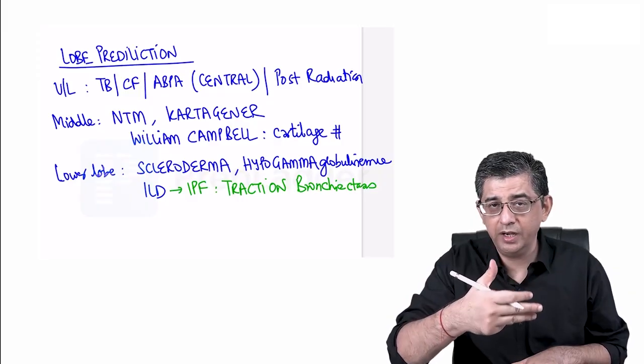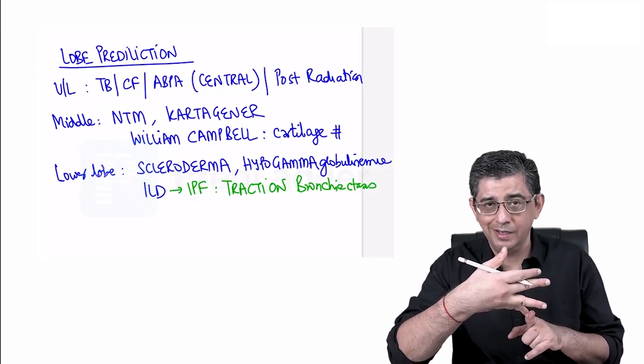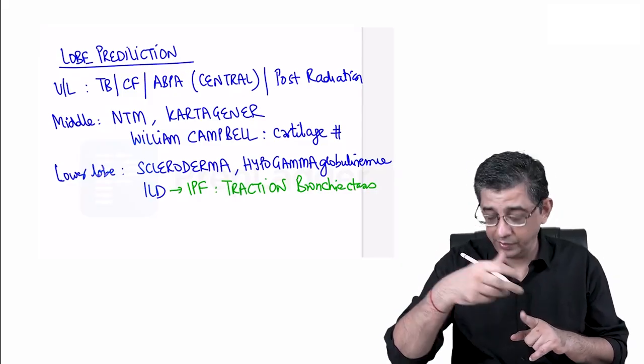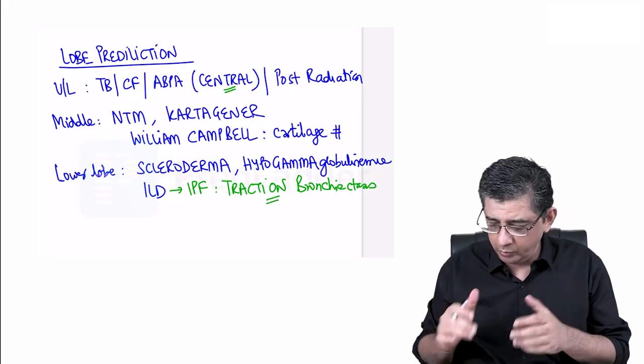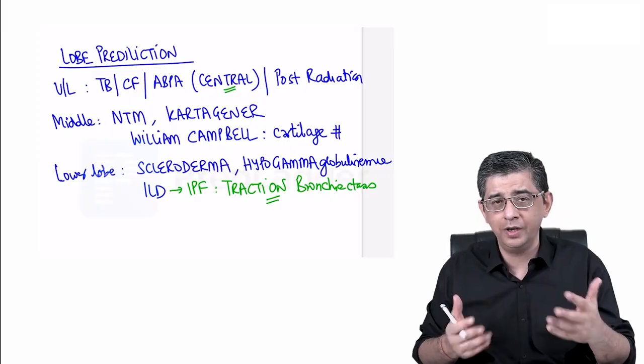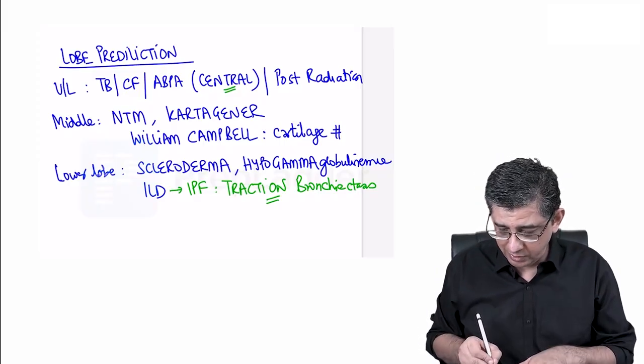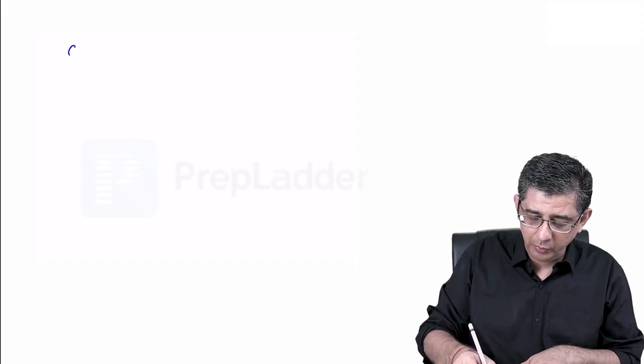Three words I want to highlight once again: dry bronchiectasis, right? Then is central bronchiectasis, and then is traction bronchiectasis. I mean, these are some of the terms that, the moment you read it, you should be spot on in answering. And once you've understood this, let's look at how the patient would come to you.